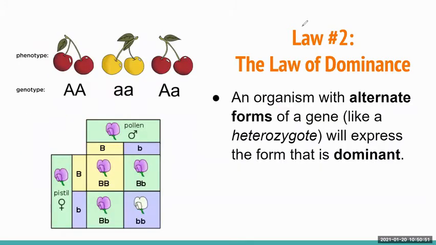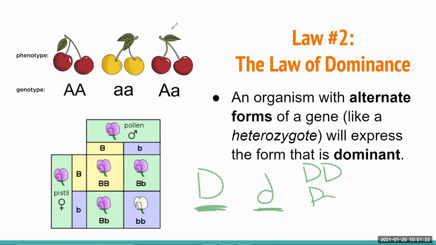The second law is the law of dominance. So this says that an organism with alternate forms of a gene, so like a heterozygote, will express the form that is dominant. So we have talked about how we can either have a dominant allele, so like a capital letter, or a recessive allele, which looks like a lowercase letter. And they can come together in different ways because of the law of segregation to give us different combinations of genotypes.